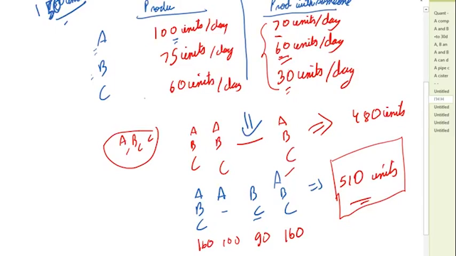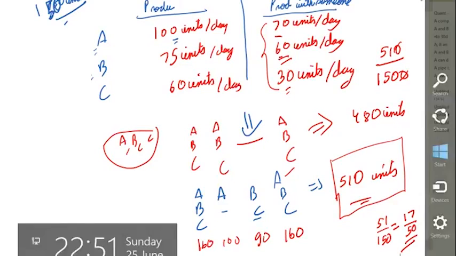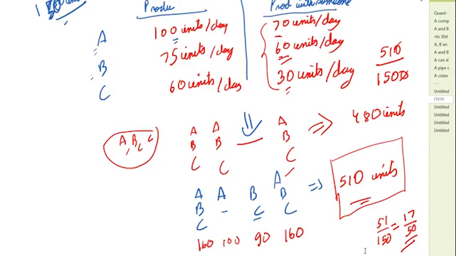So the maximum amount of work I can get done is 510 out of the total of 1500, which is 51 by 150, or simplified further by dividing by 3, it comes to 17 by 50. So that's the maximum amount of work you can get done in 4 days. Is it clear?